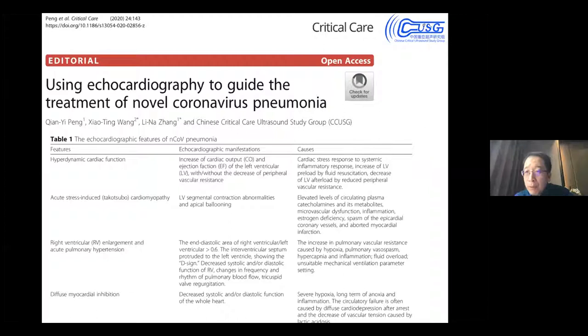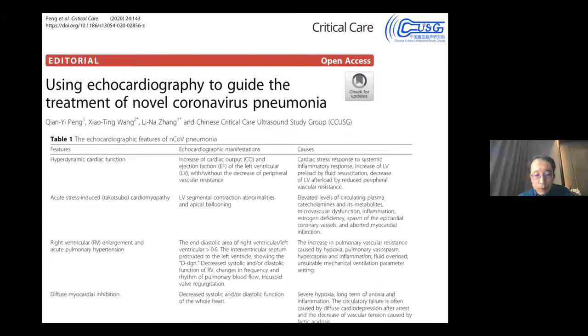We published a paper in Critical Care, telling everyone to use echocardiography to guide the treatment of NCP patients, maybe the COVID-19 pneumonia patients. We can see lots of echocardiographic features of a COVID-19 patient, such as hyperdynamic and acute stress-induced cardiomyopathy, right ventricle enlarged and acute pulmonary hypertension, and then diffuse myocardial inflammation.